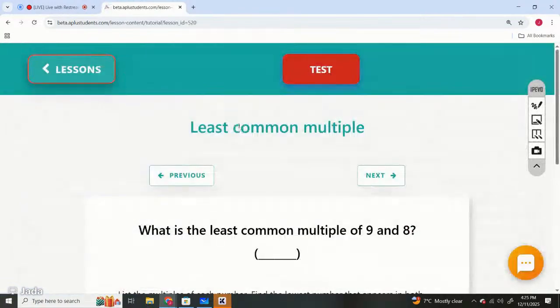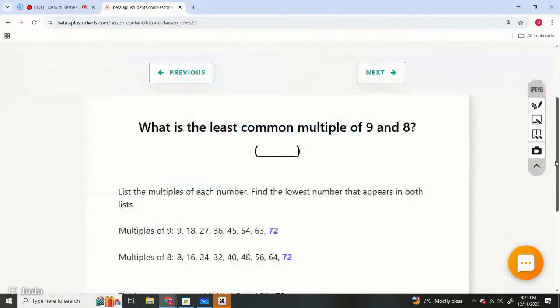Now, least common multiples. We need to write down the multiples now. The multiples mean the multiplication tables, right? Relate the word multiples with the multiplication tables.